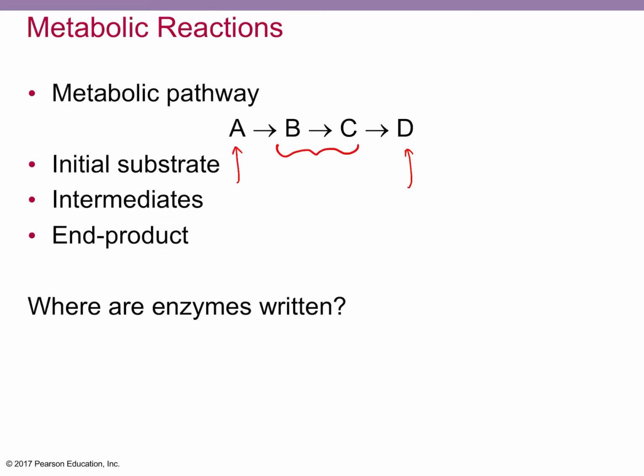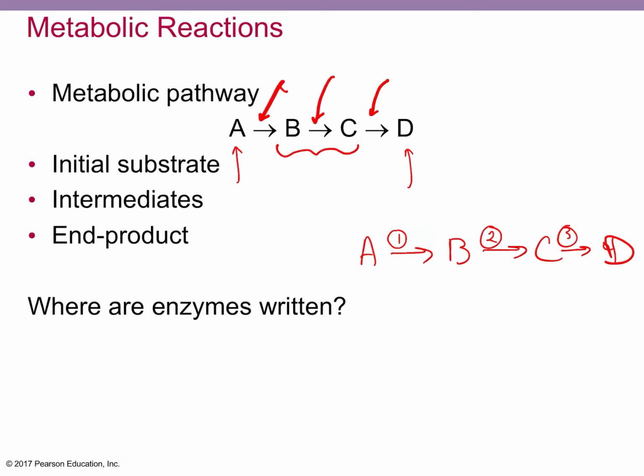And where are enzymes written? Enzymes are written on top of the arrows. So you'll find the enzyme's name written out on the arrows, or sometimes you'll just have a number, telling you that there are different enzymes involved in the process.